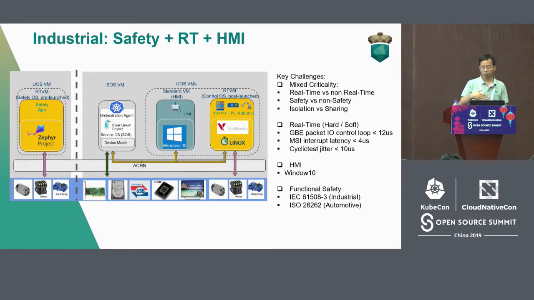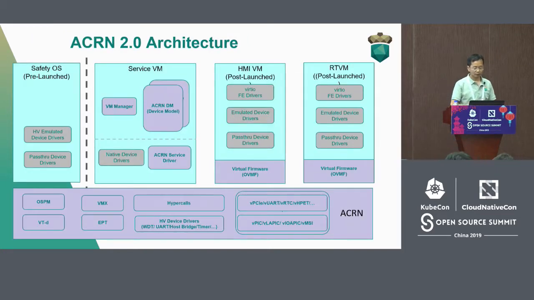And we also have some other indicators, like the round trip time, and also the MSI interrupt latency, and also the Xenon latency, which is used to measure the scheduling latency, and usually for task scheduling, the granularity would be around 1 millisecond or 10 milliseconds. And then the HMI is Windows 10.